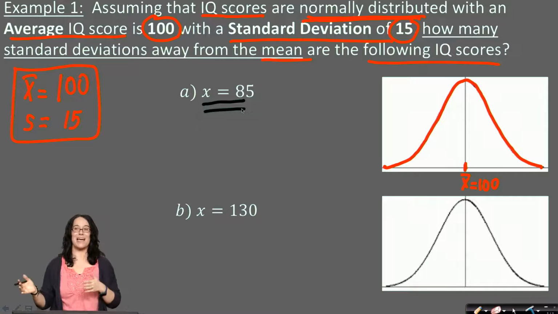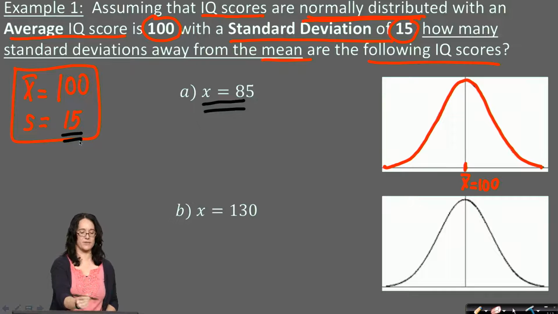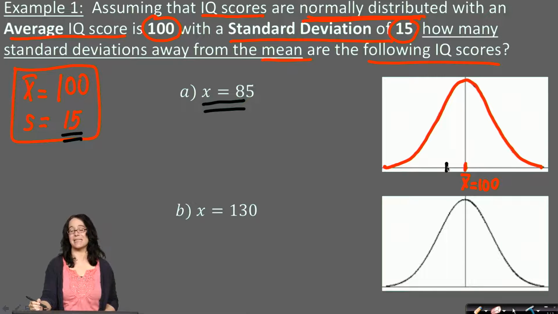Now, where would that be in this normal distribution? Would this be above the mean or below the mean? Well, it's less than 100, isn't it? So it would definitely be below the mean or to the left of 100. Now we're told that the standard deviation is 15. So if we were to walk 15 to the left, what is 100 minus 15? Well, that's 85. And if we walked another 15 to the left, what's that? 85 minus 15 is 70.